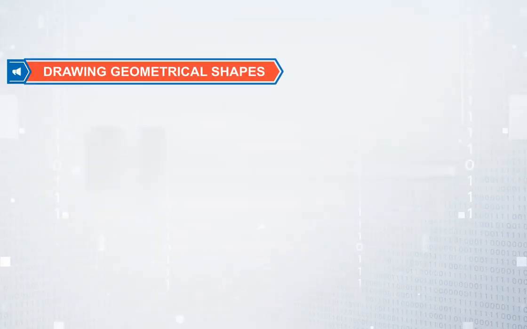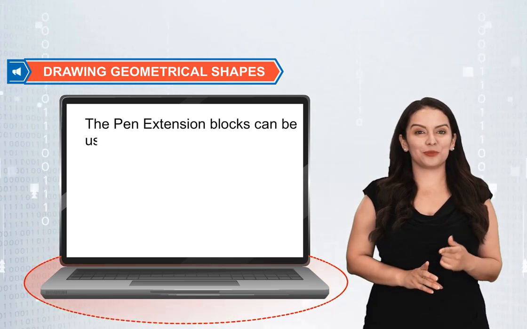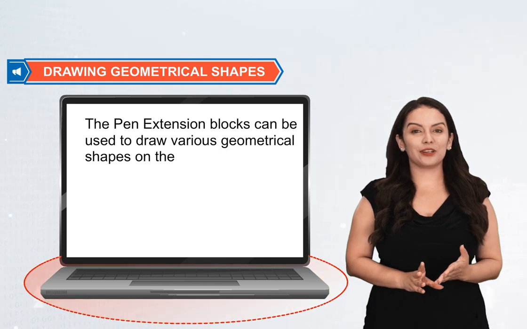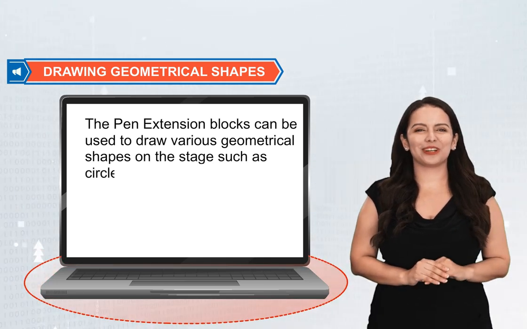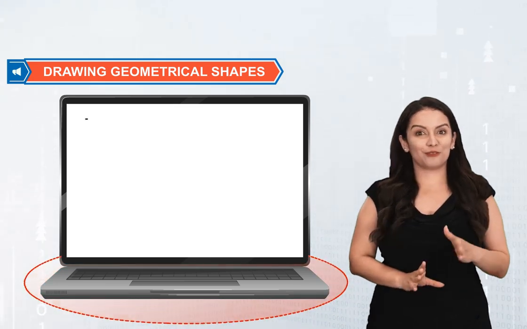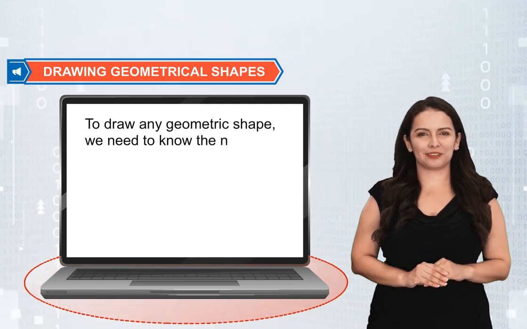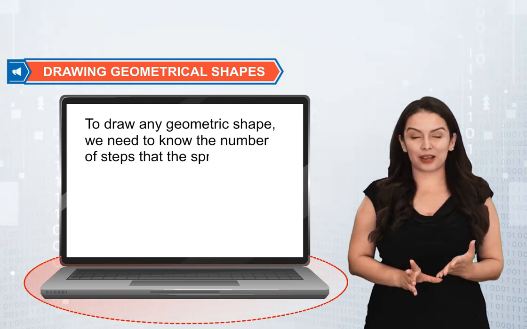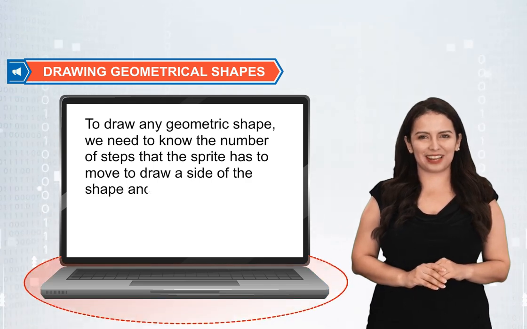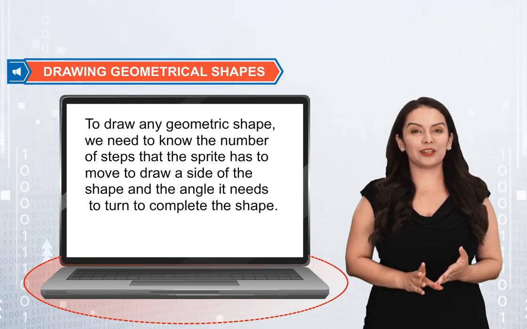Drawing geometrical shapes. The pen extension blocks can be used to draw various geometrical shapes on the stage, such as circles, rectangles, squares, or triangles. To draw any geometric shape, we need to know the number of steps that the sprite has to move to draw a side of the shape and the angle it needs to turn to complete the shape.